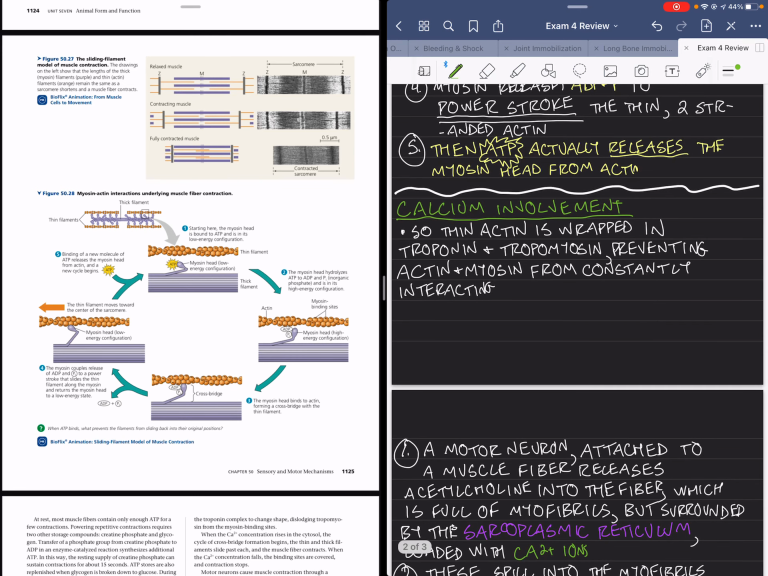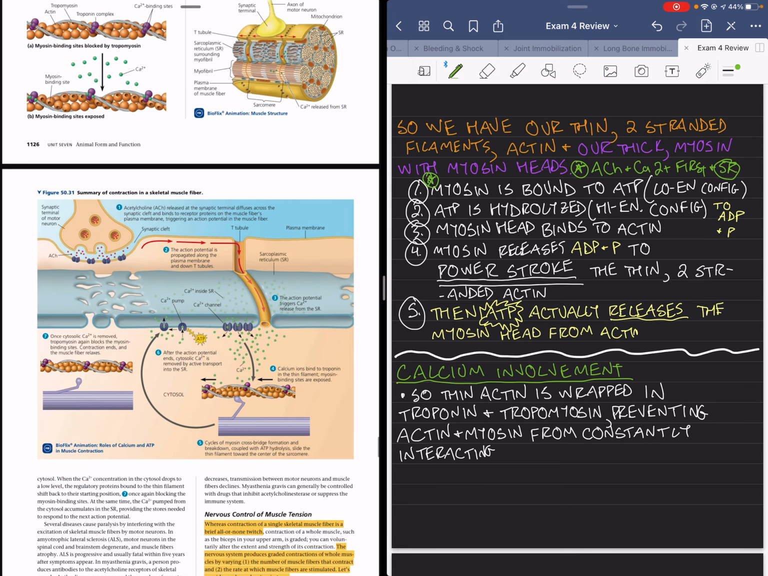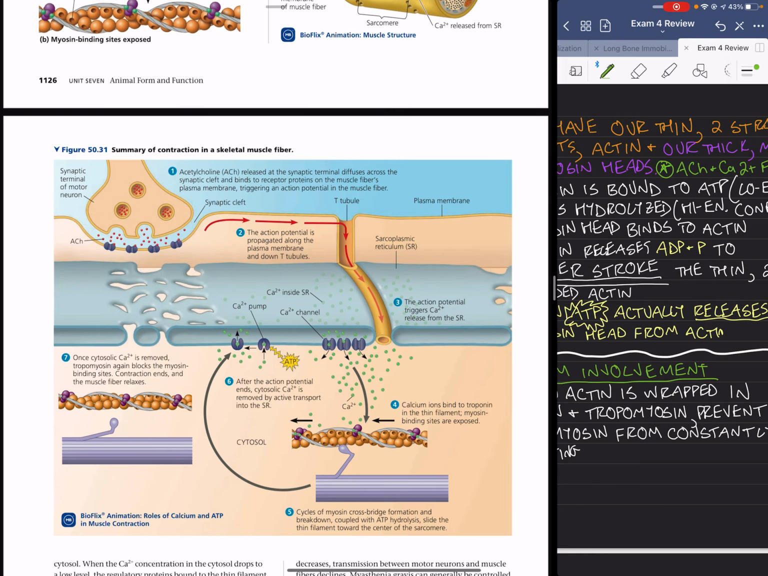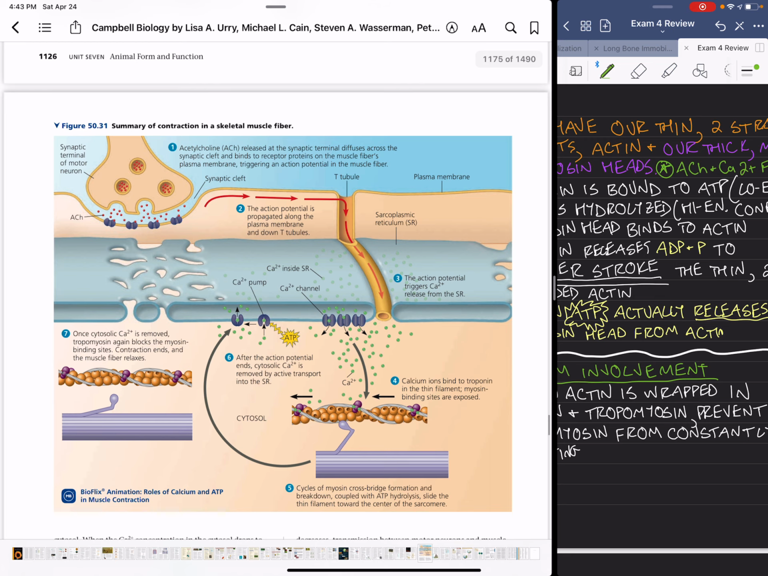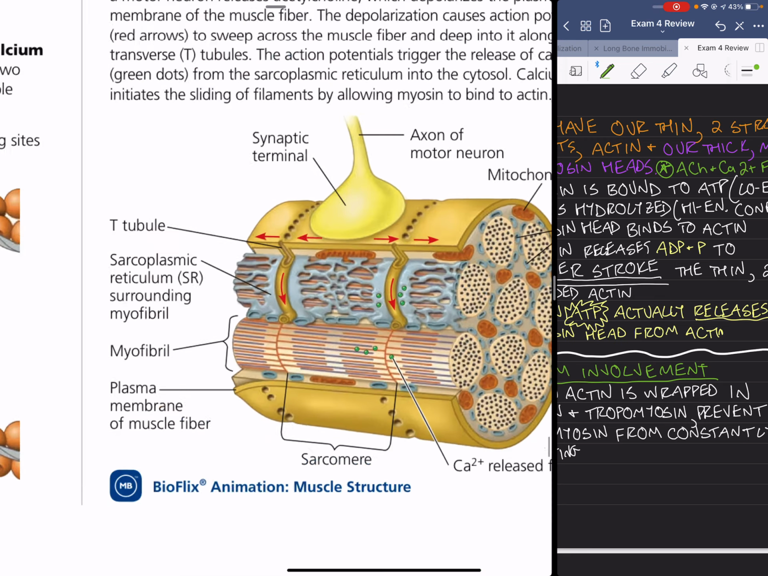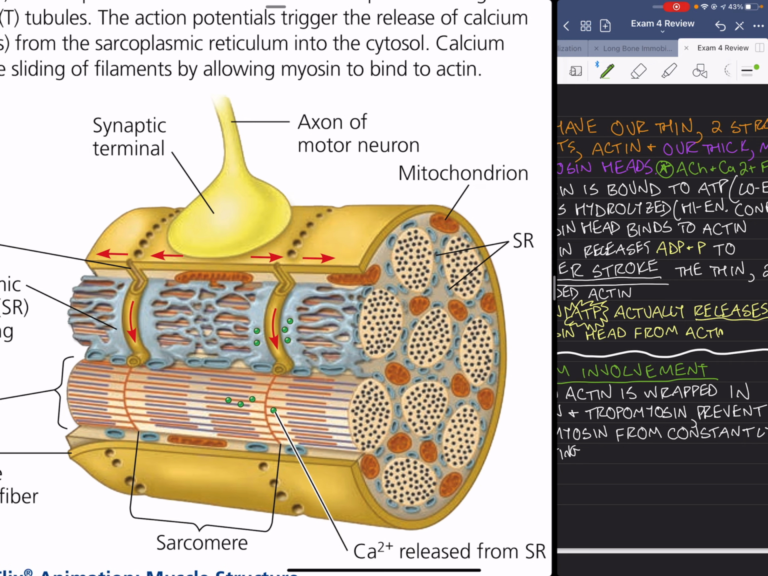All right, so I just want to make a really quick video here on muscle contractions. We're just going to start. This picture looks pretty complicated, but it's not too bad. If you look at this picture here, there's a synaptic terminal, and it's attached to this massive thing.